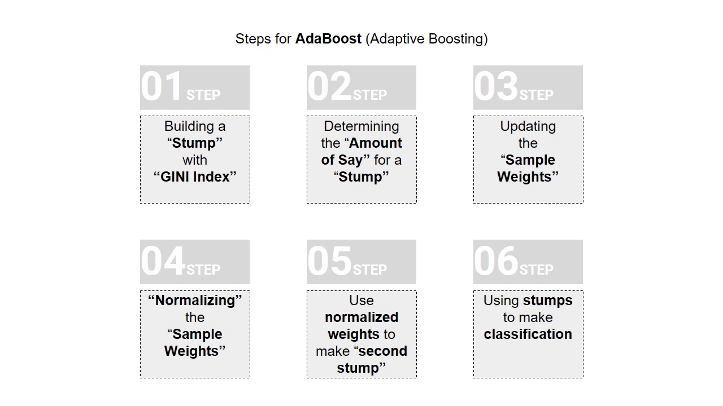Step 1. Building a stump with the Gini index. Step 2. Determining the amount of say for a stump. Step 3. Updating sample weights. Step 4. Normalizing the sample weights. Step 5. Using the normalized weights to make the second stump. Step 6. Using stumps to make classifications.